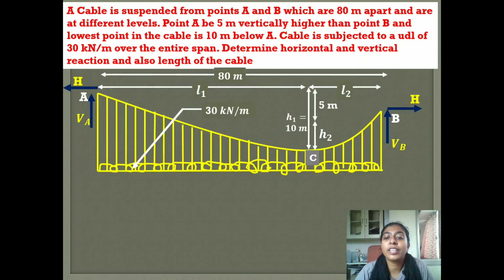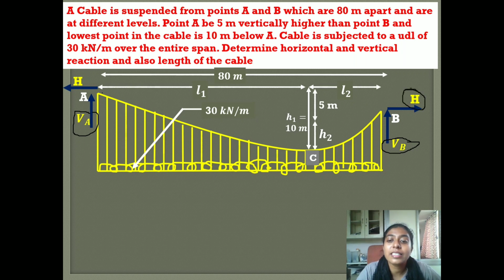So first of all, we will draw the cable, the suspension bridge with the cable. So we have drawn the cable here. A, B is the cable, and A and B are at different levels. You can see the levels of A and B. The vertical reaction at A is taken as VA, the vertical reaction at B is taken as VB. The horizontal reactions at A and B are the same and are taken as H. Horizontal reaction at A is H and horizontal reaction at B is H.